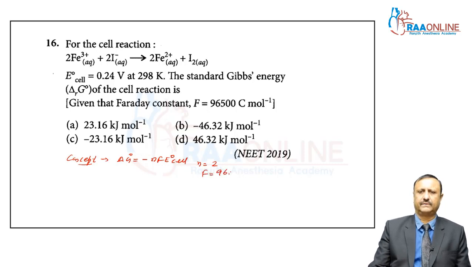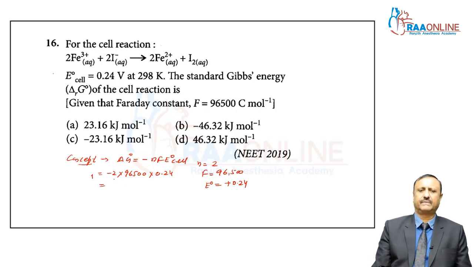F is given in this numerical as 96,500 coulombs. E° is already given in this question, and you can put the values and get the answer. Now we can see this 0.24 volt. So ΔG is minus 2 multiplied by 96,500 multiplied by 0.24. My dear students, when you multiply, you can calculate the ΔG.